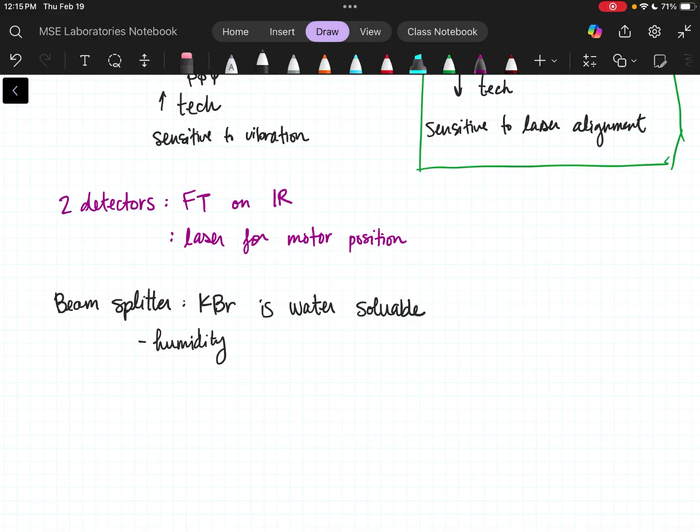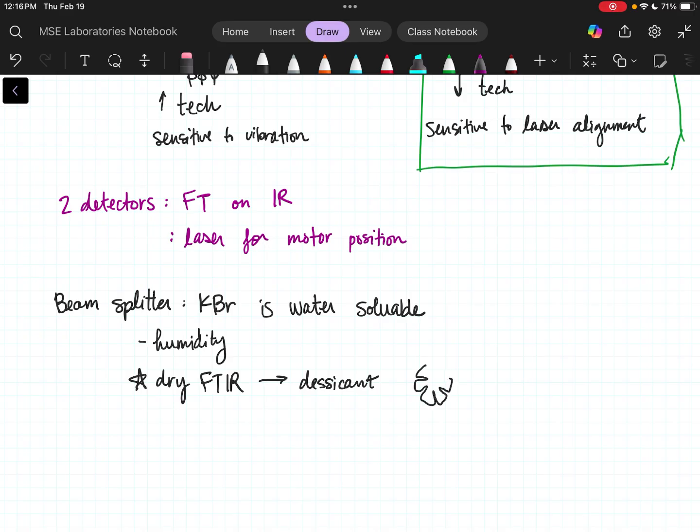The beam splitter is so crucial to operations here. KBr is the best beam splitter. It has the least absorbance of those extra wavelengths, so it's not going to interfere with the light really at all. But humidity is its huge downfall. So we have to have a dry FTIR. That can be done either with a desiccant.